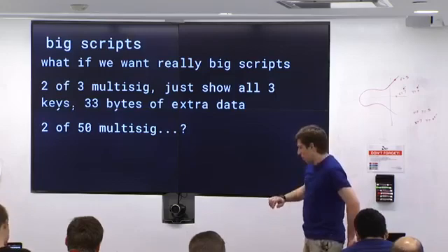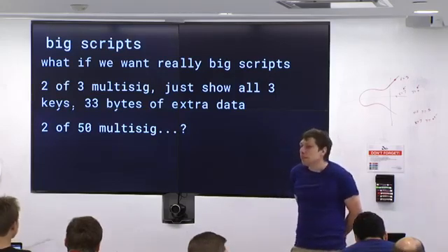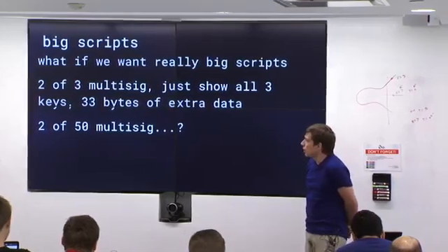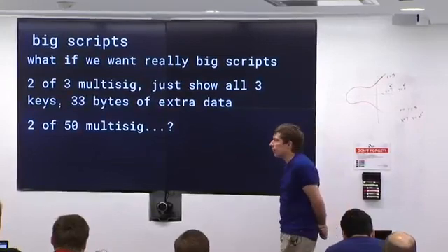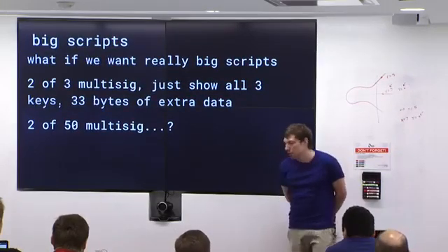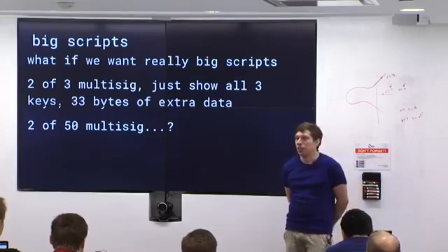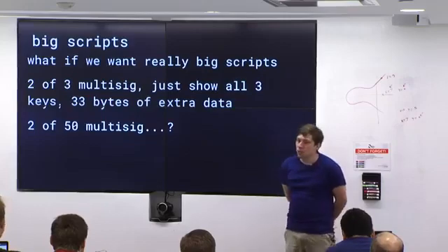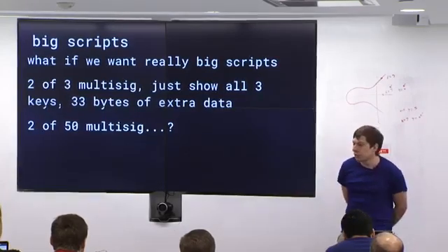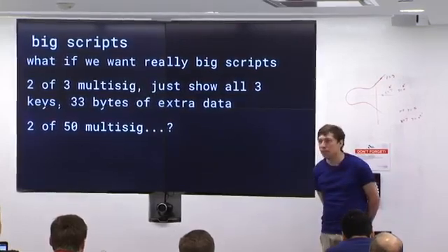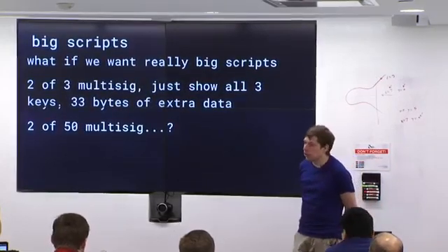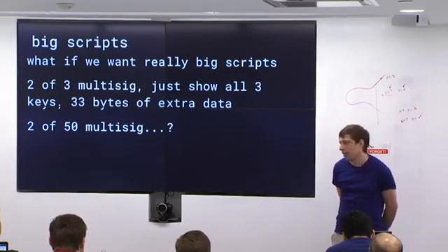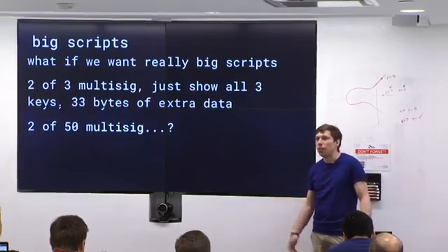Okay, so the question for today. What if we want really, really big scripts? So 2 of 3 multisig is cool. We can just show all 3 keys. And there's 33 bytes of data that don't really get used, right? If you're signing with 2 of the 3 keys, that means 1 of the keys never got used. It was sort of there and pointless. But whatever, it's 33 bytes. So what if you want to do 2 of 50 multisig? Here's 50 different keys, and any 2 of these people can sign. Maybe you're in a company, there's 50 employees, and the policy is that any 2 of these people can use the coins for spending, like to buy lunch or whatever.